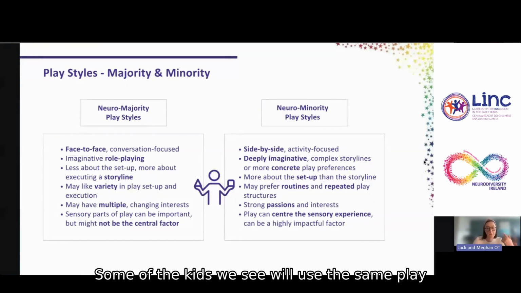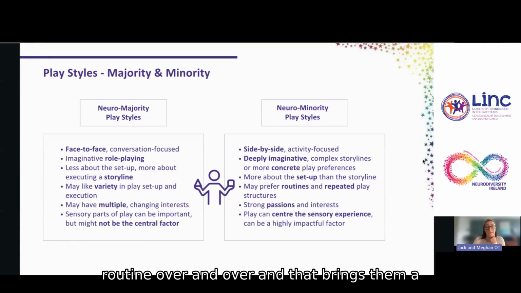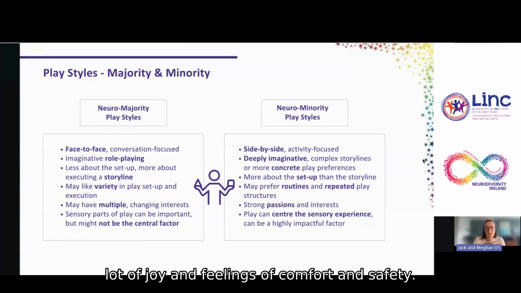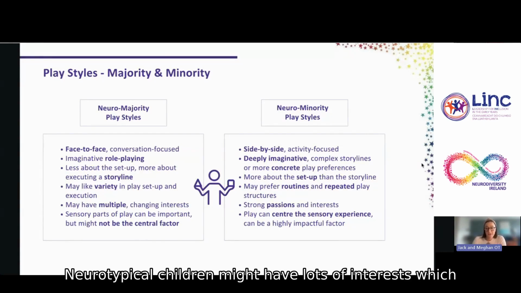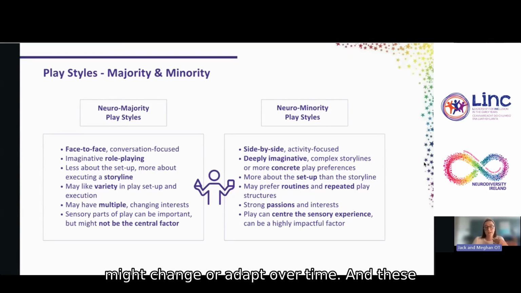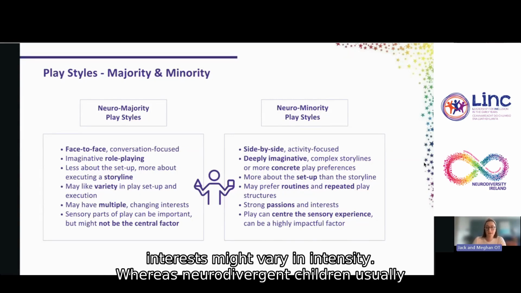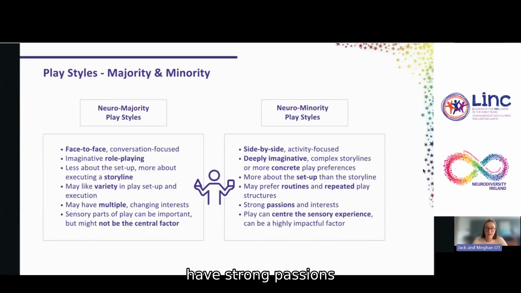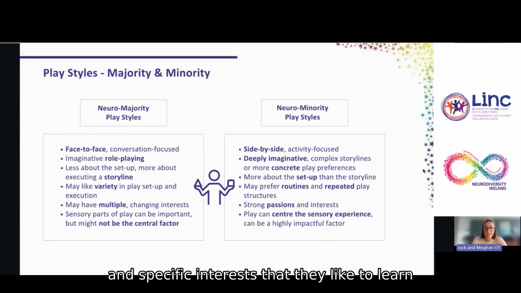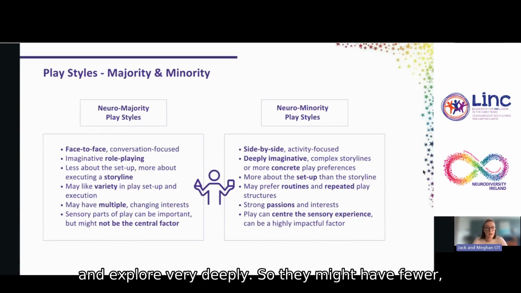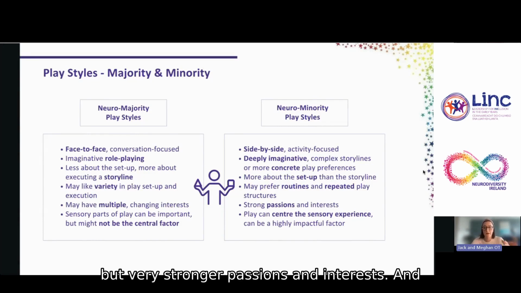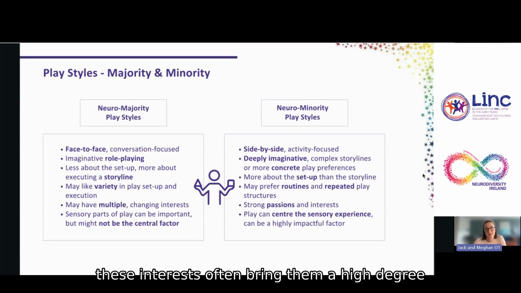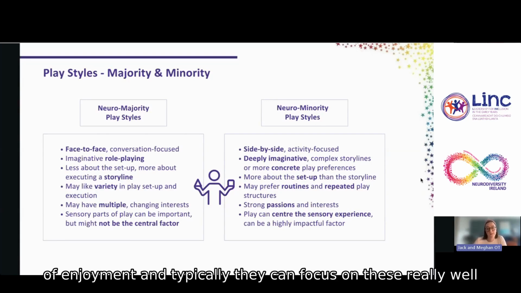Some of the kids we see will use the same play routine over and over, and that brings them a lot of joy and feelings of comfort and safety. Neurotypical children might have lots of interests, which might change or adapt over time, and these interests might vary in intensity. Whereas neurodivergent children usually have strong passions and specific interests that they like to learn and explore very deeply. So they might have fewer but stronger passions and interests. And these interests often bring them a high degree of enjoyment, and typically they can focus on these really well as well.